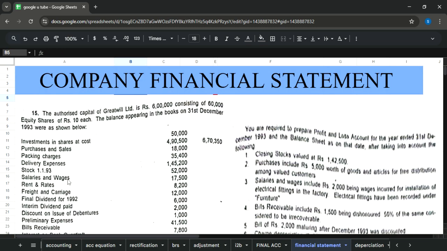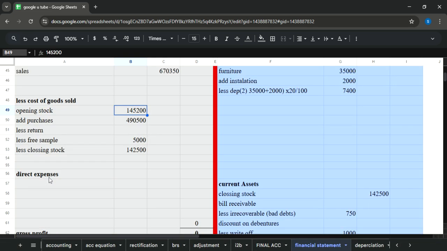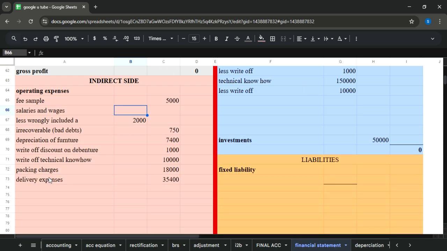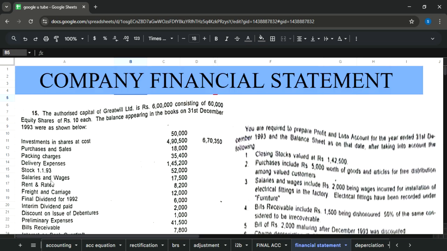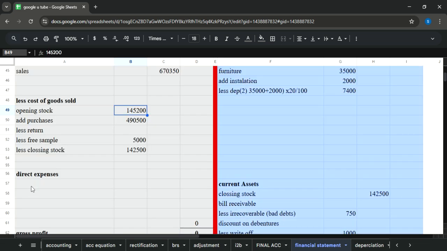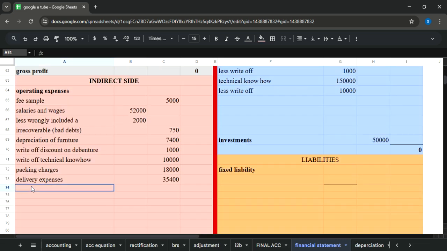After opening stock we have salaries and wages. Salaries and wages, the place is already fixed. Look at here. So you will write 52,000 of salaries and wages in operating expense side. 52,000. After that we have rent and rates. For that our operating expense side is ready.